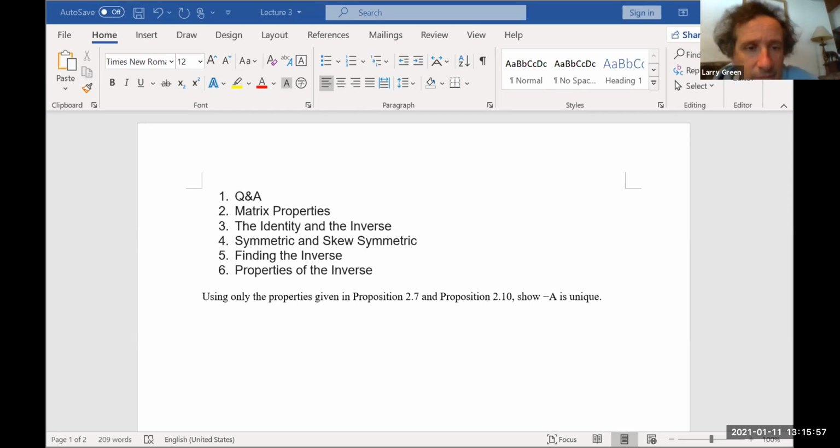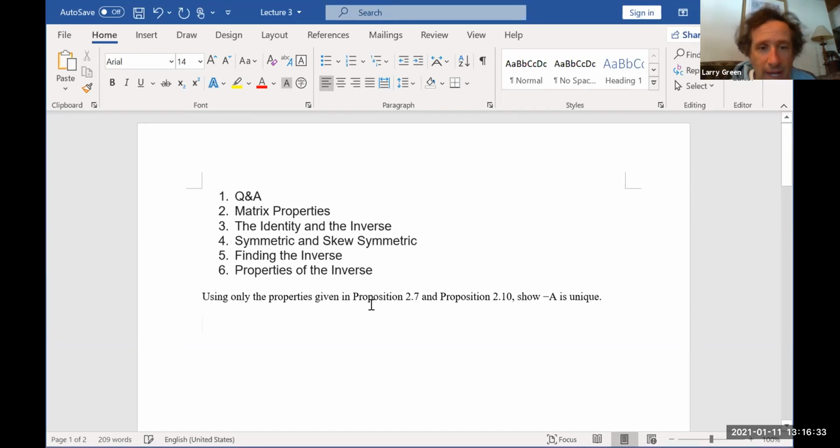There it is. Okay, so we're looking for the negative. All right, so there exists a matrix A, a negative A, such that A plus negative A equals 0. So pretty much that's what we're using, and we can use the properties, and that's all we can do. So what we can say is the following. Sorry that took a long time.